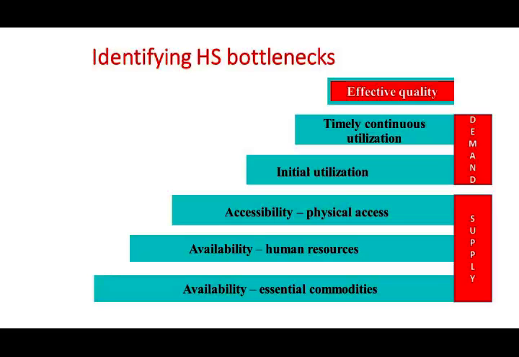and so forth. And then demand side, what we call the initial utilization, timely continuous utilization. It's not merely enough to come for antenatal care 1. They have to go up to antenatal care 4. That's what we mean, timely and continuous. It's not enough merely to come for DPT 1. They have to go up to DPT 3, measles immunization. So these are what we call the demand and supply side. And the last one that we try to analyze was what we call analysis for effective quality coverage.